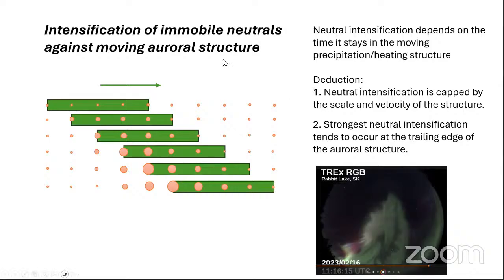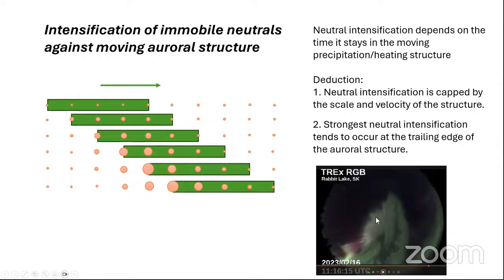So think about the scenario of an intensification of the immobile neutrals against the moving aurora structures, which I gave as a cartoon here. The green band indicates the precipitation, the pink dots indicate the neutrals, and the size of the dots indicates the intensification. You can see that the level of intensification of the neutrals depends on the time it stays in the precipitation structure. That means the neutral intensification is set by the scale and the velocity of the structure. The strongest intensification comes in the scenario where the neutrals enter from the upfront edge of the precipitating structure and exit at the trailing edge. That gives another deduction: the strongest neutral intensification tends to occur at the trailing edge of the aurora structure.